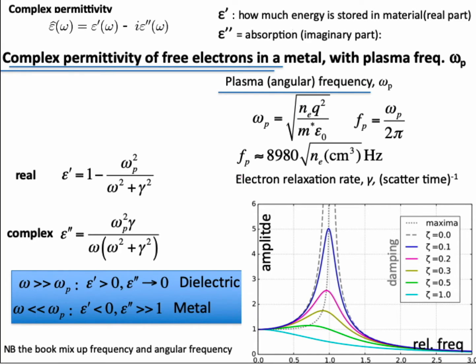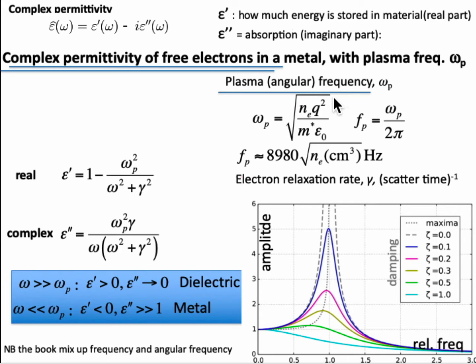Here is shown the expressions for the complex permittivity in the simple Drude model. It depends upon the angular frequency omega of the light. The plasmon frequency omega p enters into the expression. It depends upon the electron concentration Ne and the effective mass of the electron, m star.